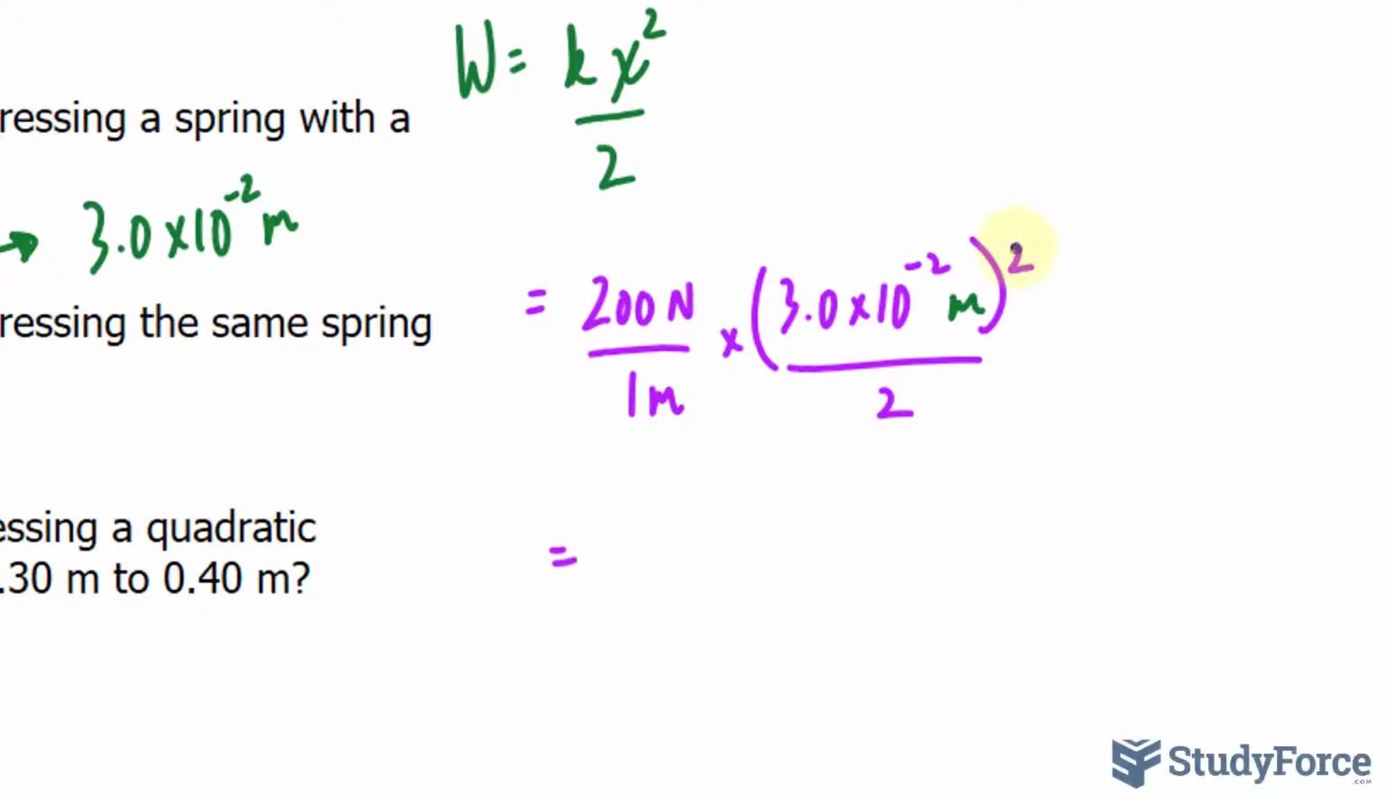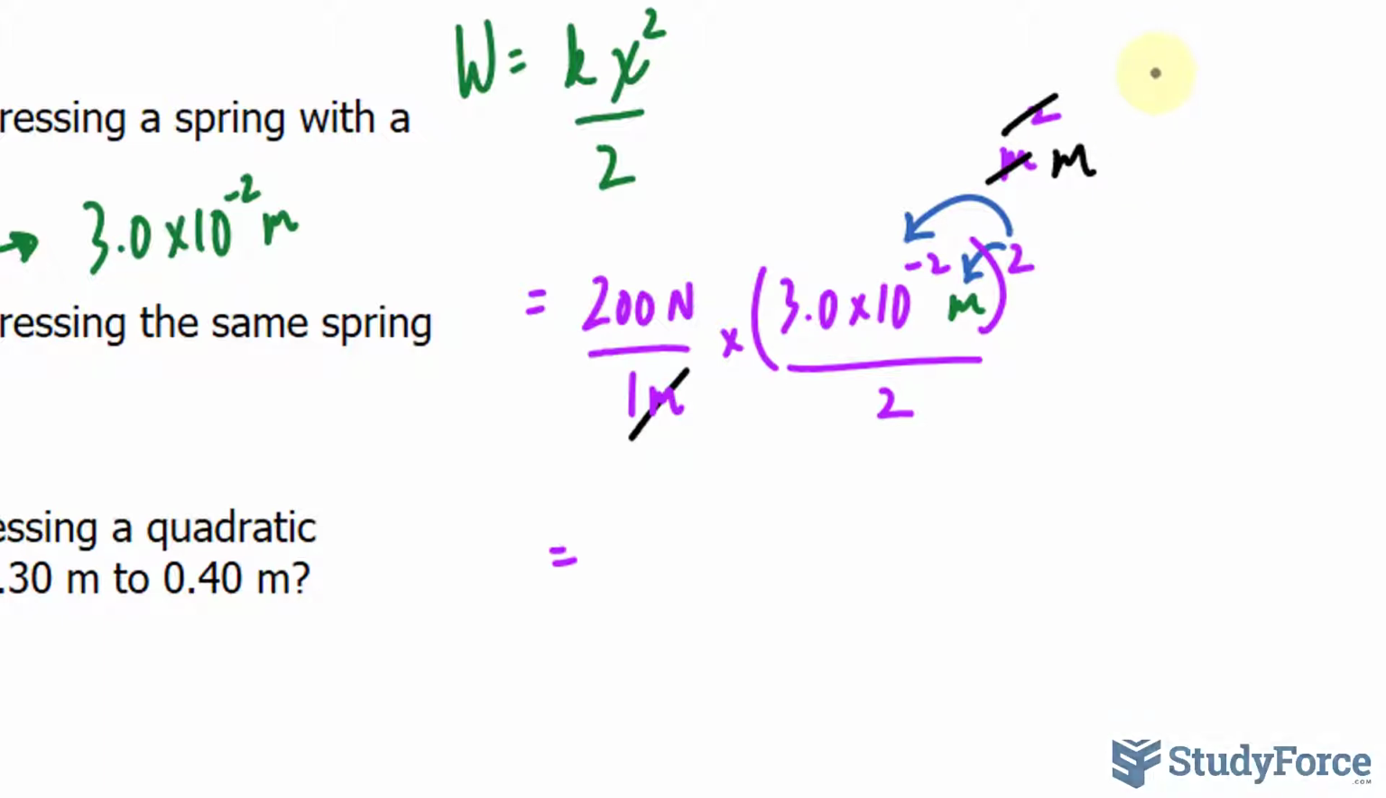You see this power of 2 here? That applies to both this number and the meters. And the reason why that's important is because if we square the meters, we have meters squared. If we have meters squared up here and meters at the bottom, this unit and this unit will cancel out, where you're only left with a single m.